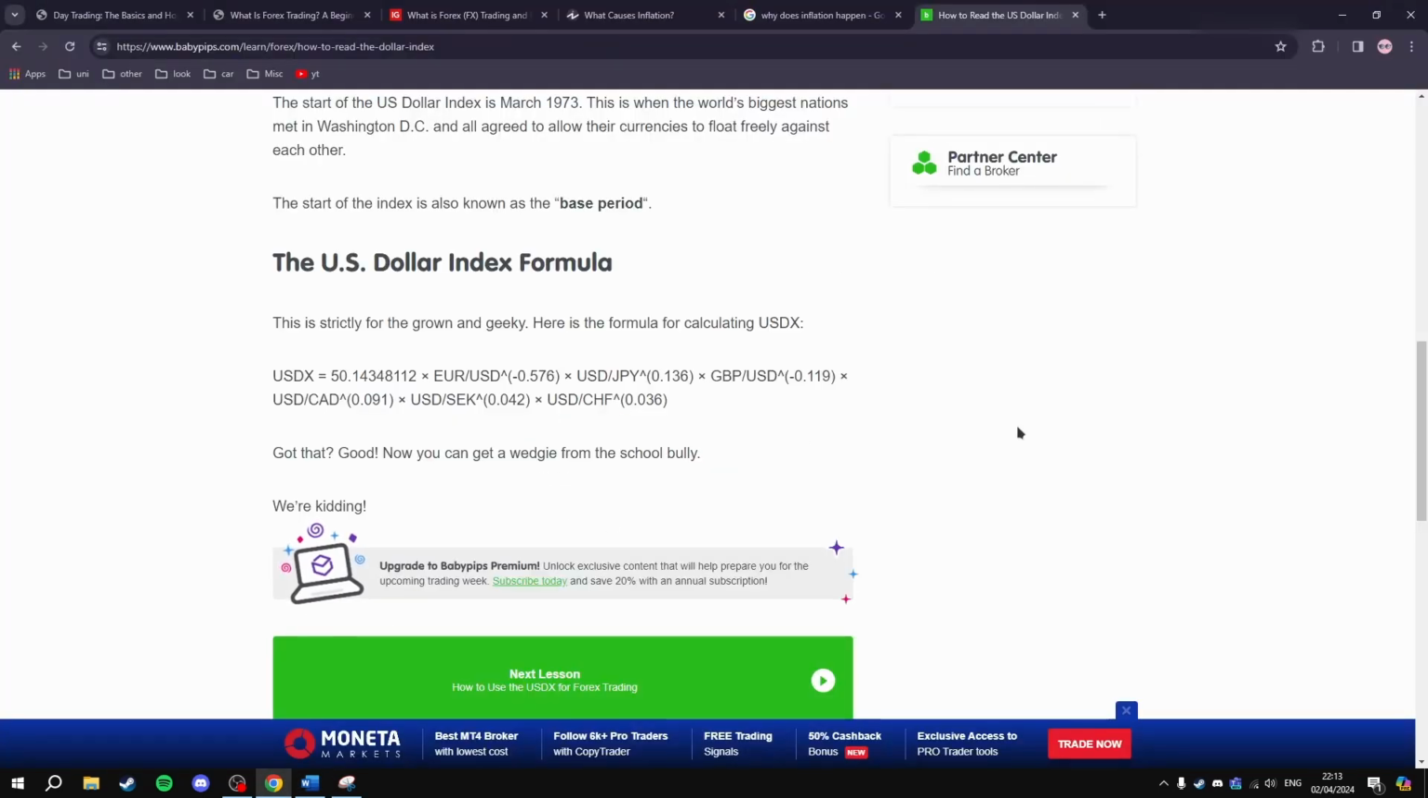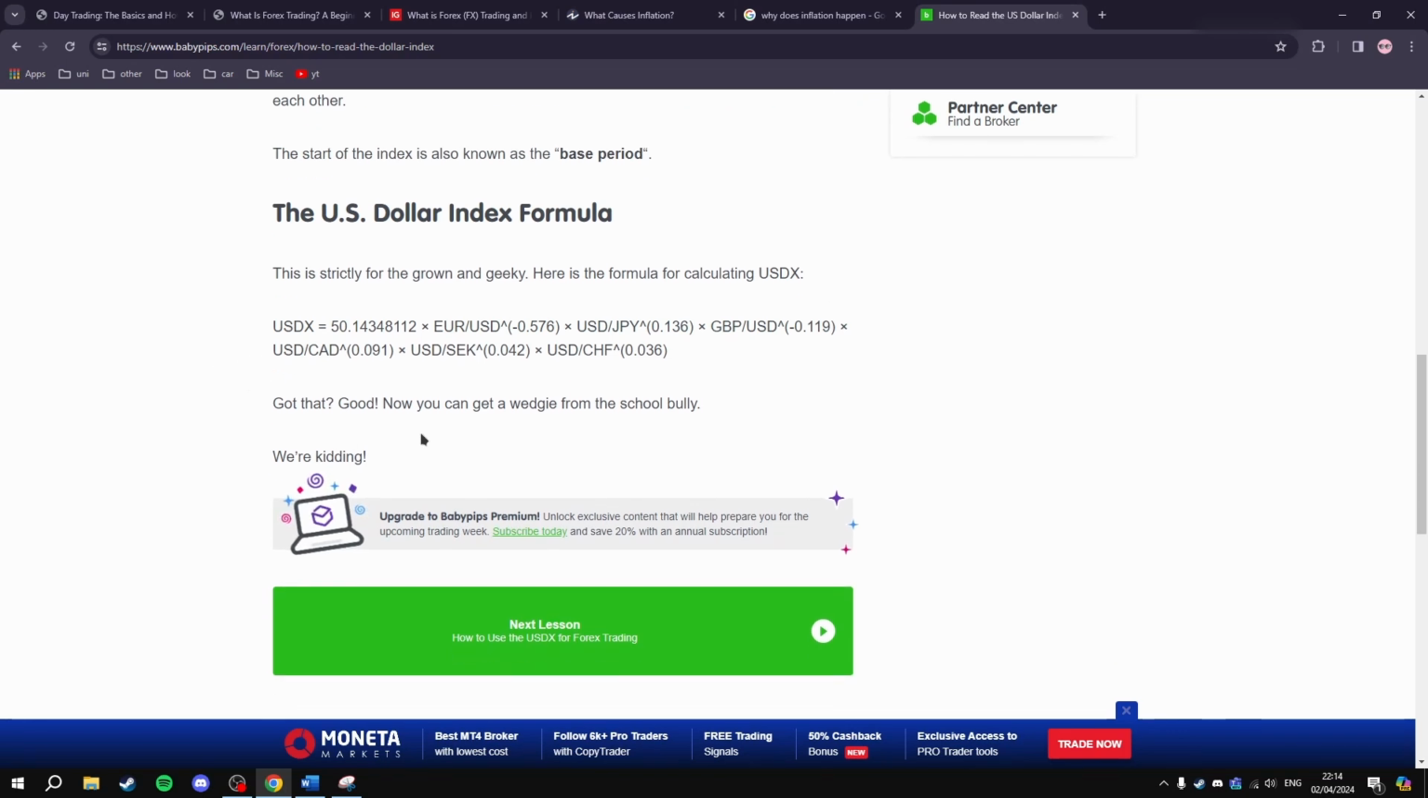Okay, that makes sense. But why is it EUR USD, but then this one is USD JPY? Why can't this one be USD EUR? And why is GBP also in the front and not behind the USD? And also, these are the negative numbers if USD goes behind. So if USD is behind them, it's negative. If USD is in front of them, it's positive. So I don't know. Got that.